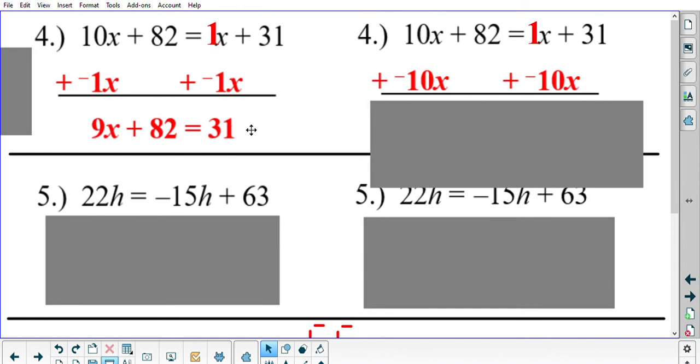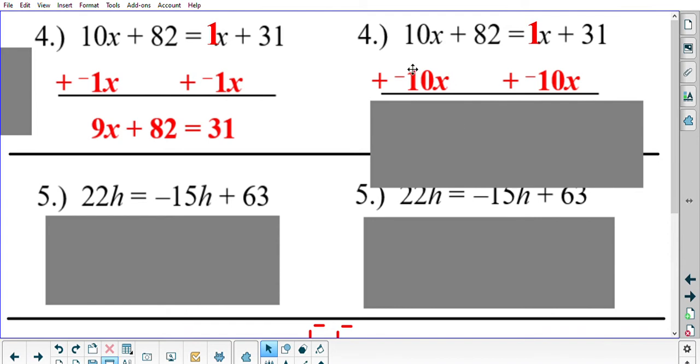You'll notice I am not showing the 0 step anymore. If you still want to show it, you may. You don't necessarily have to, as long as you understand by now that when you add the opposite of the variable term, a positive plus a negative, subtract in your head, and that would always give you 0x, which is just 0, and 0 plus the 31 is just the 31. So I'm fine if you don't show the 0 step anymore.